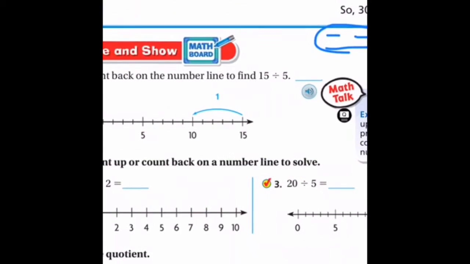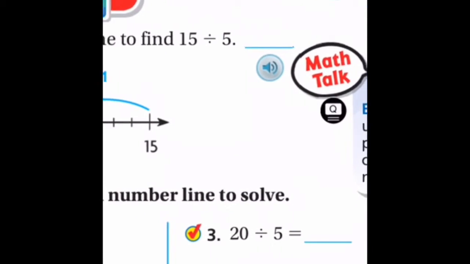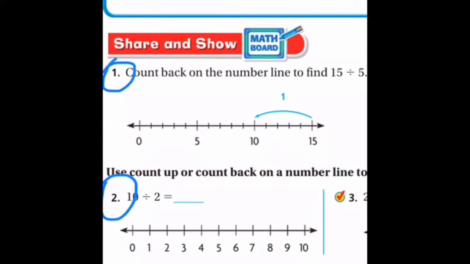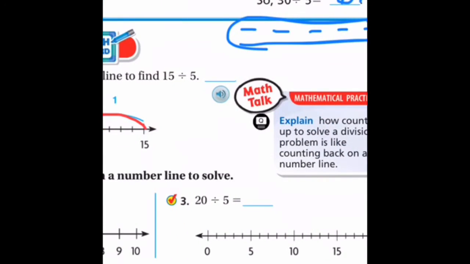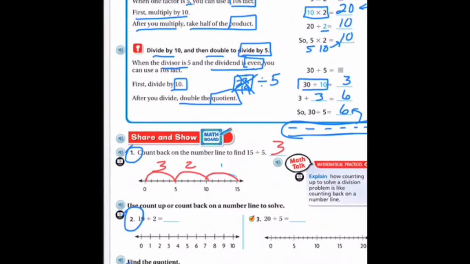Here we go. Count back on the number line to find 15 divided by 5. You'll need to show your work. So you count back 5. There's 1. Count back 5. Count back 5. And I counted back 3 times. So 15 divided by 5 is 3.